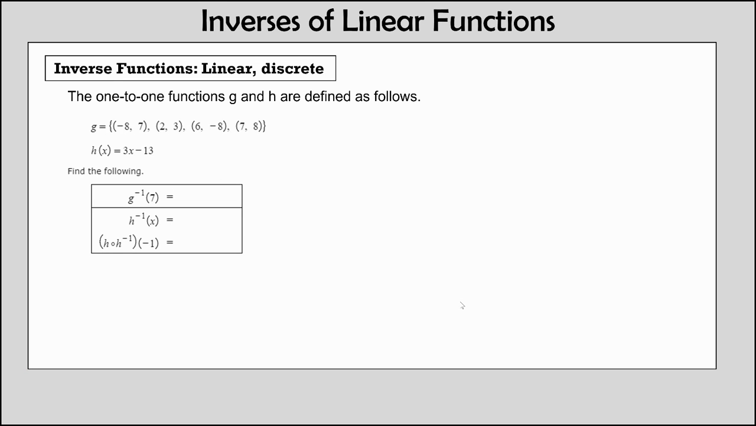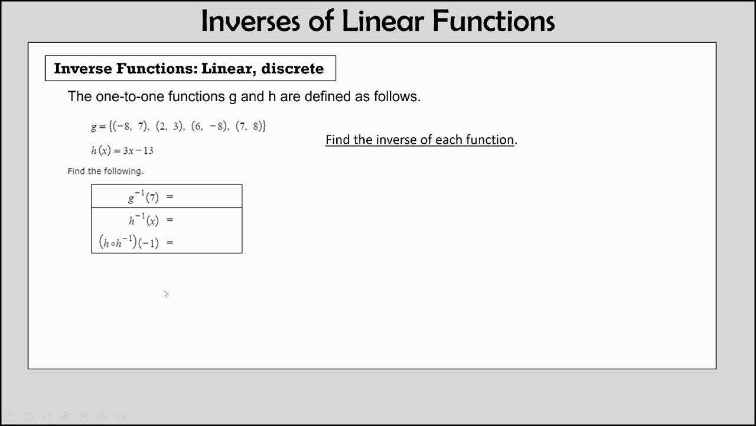All right, let's take a look at what homework's going to be like tonight. You're going to have 5 questions that look like this. So the one-to-one functions g and h are defined as follows. I talked to you a little bit about what one-to-one means. It's not going to impact how you do the problem. So they're giving me the g function as a list of ordered pairs. They're giving me the h function as a rule, written as an equation. So they're asking me to find the following. What's g inverse of 7? What's h inverse of x? And what's h of h inverse of -1?